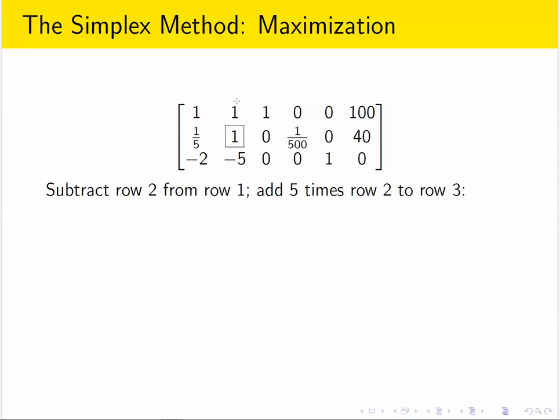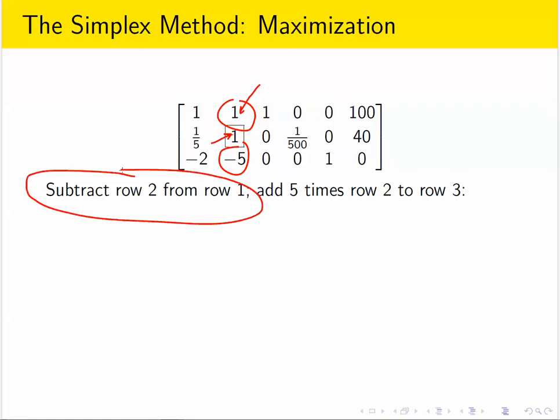Next, I want to make the other values in the pivot column equal to 0. Using the pivot to make this 1 into a 0, I can subtract the pivot, so I'll subtract the pivot row from the first row. And to make this negative 5 into a 0, I can multiply the pivot by 5 and then add it. So I'll add 5 times the pivot row to the third row.